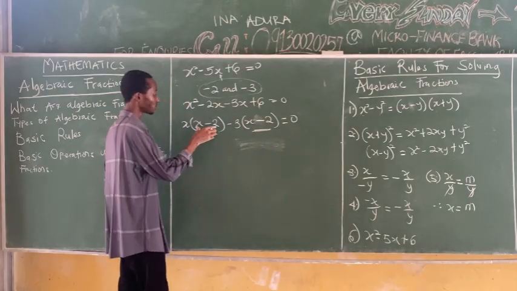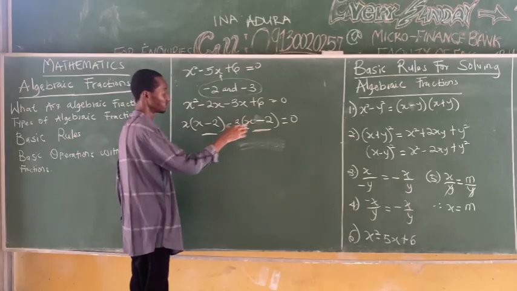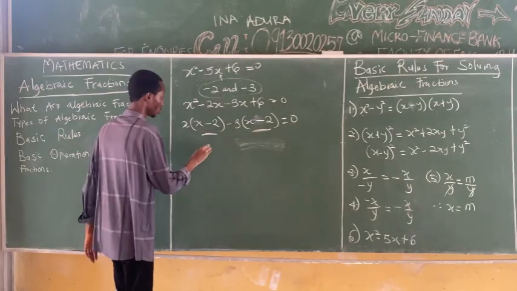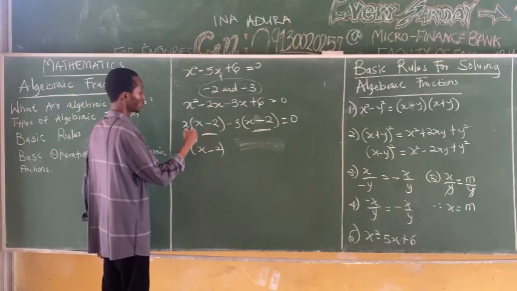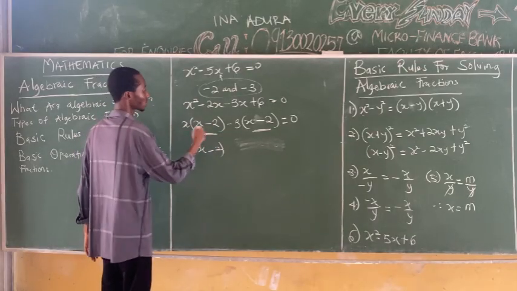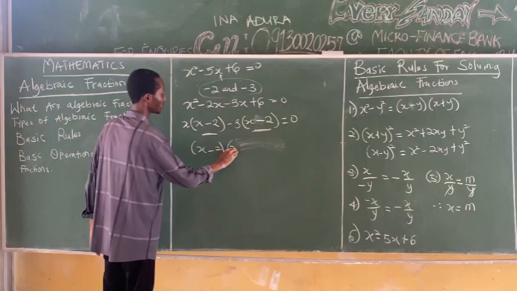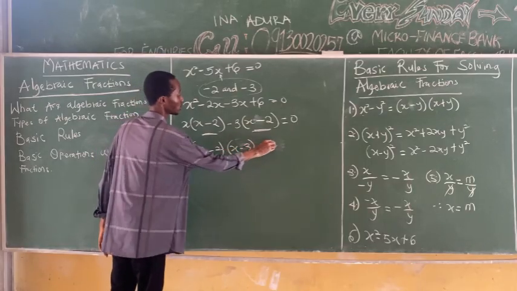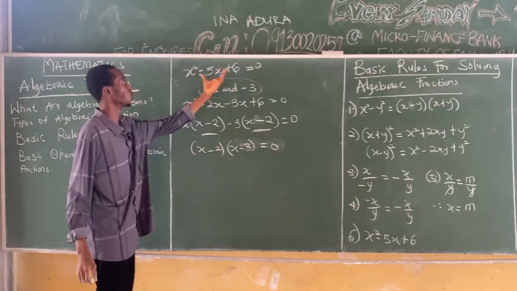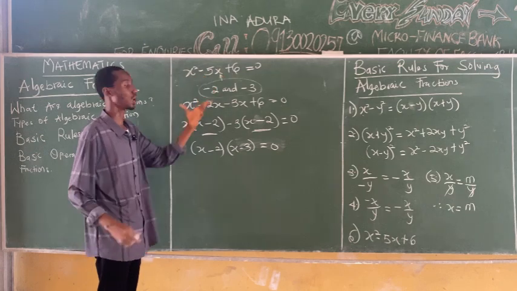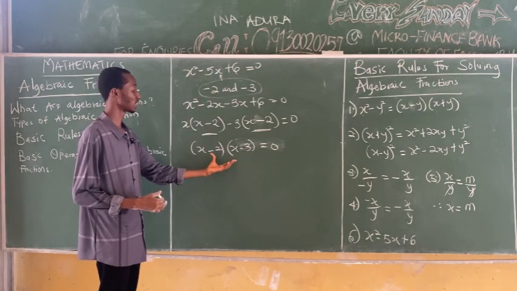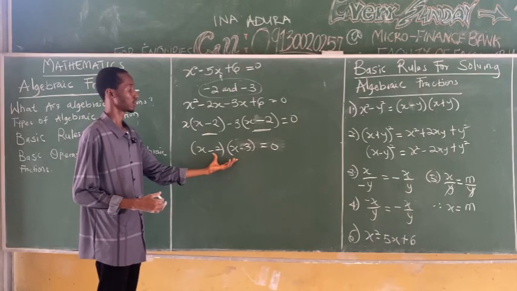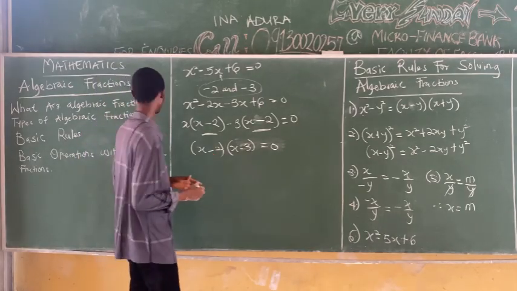Now, if you observe, these two brackets will have the same value. So we pick one, which is x minus 2. The second term, the one outside the brackets, we pick as well. We have x minus 2 times x minus 3 equal to 0. For a quadratic equation of this format, when you're asked to factorize it, this is what you get as your final answer. So, we are done with this.